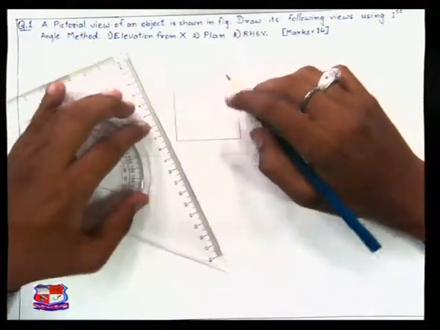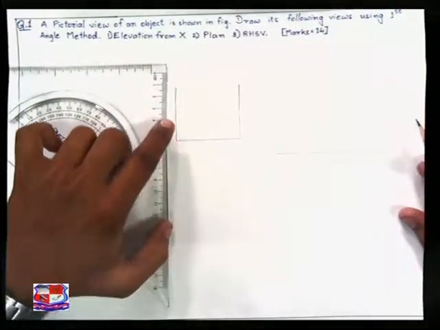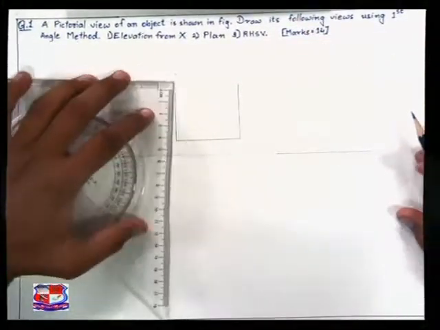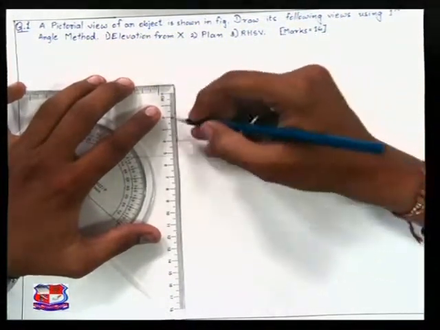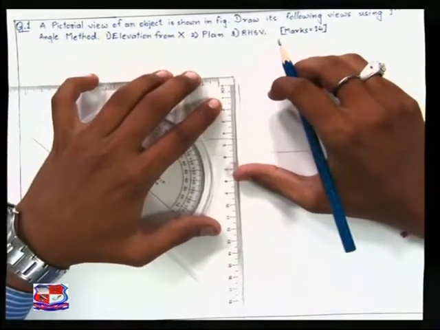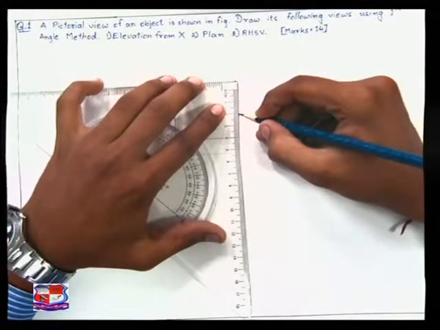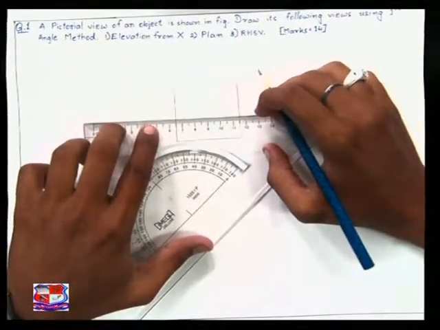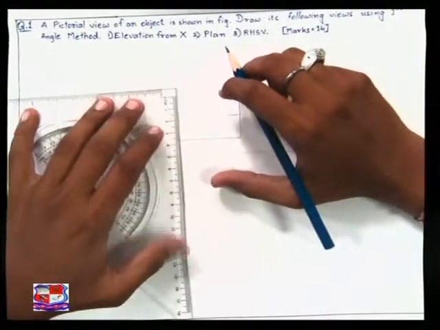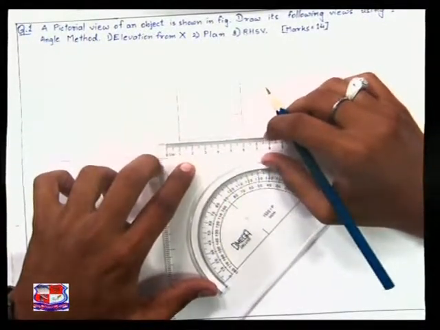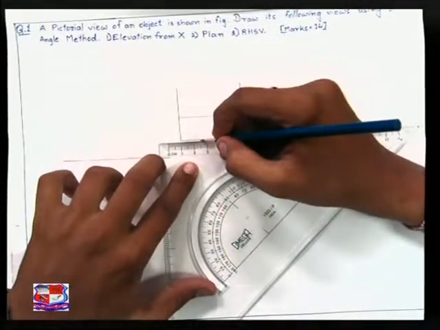Now there is a projection 20 mm above from this point. As you can see, from this point we have to draw a projection 20 mm above. So I will mark a line at 20 mm. For making it perfect, I am marking the line on both sides. It is very important that you draw perfect lines, as this problem consists of 14 marks.